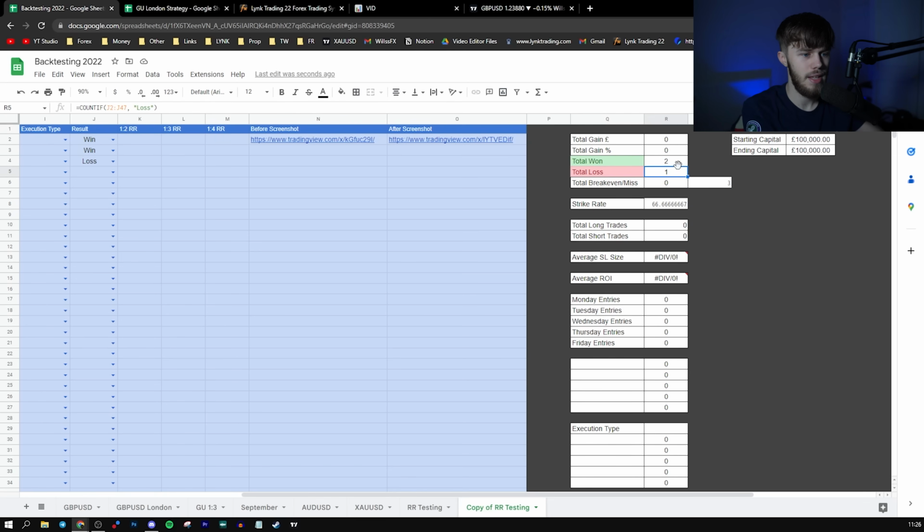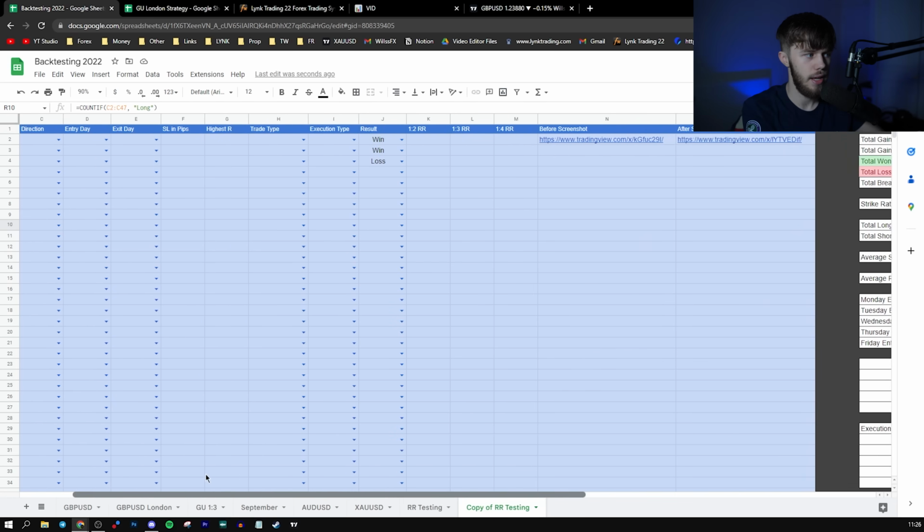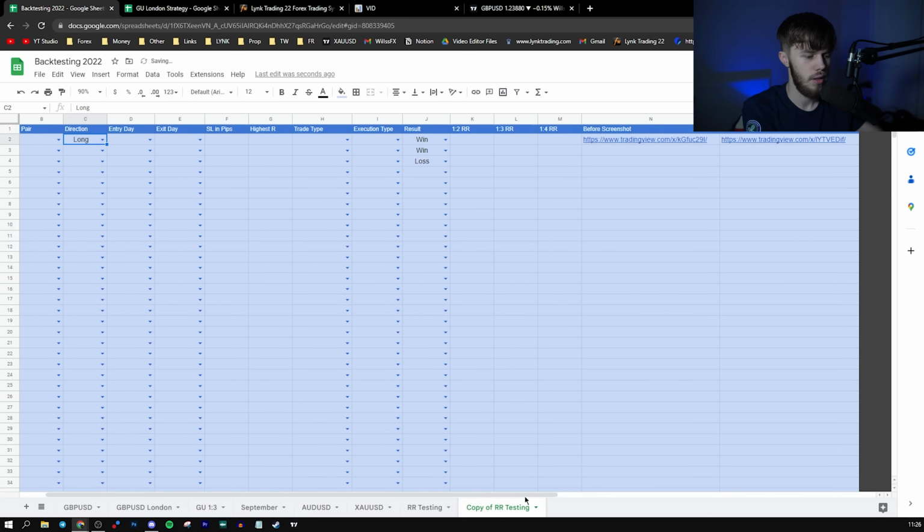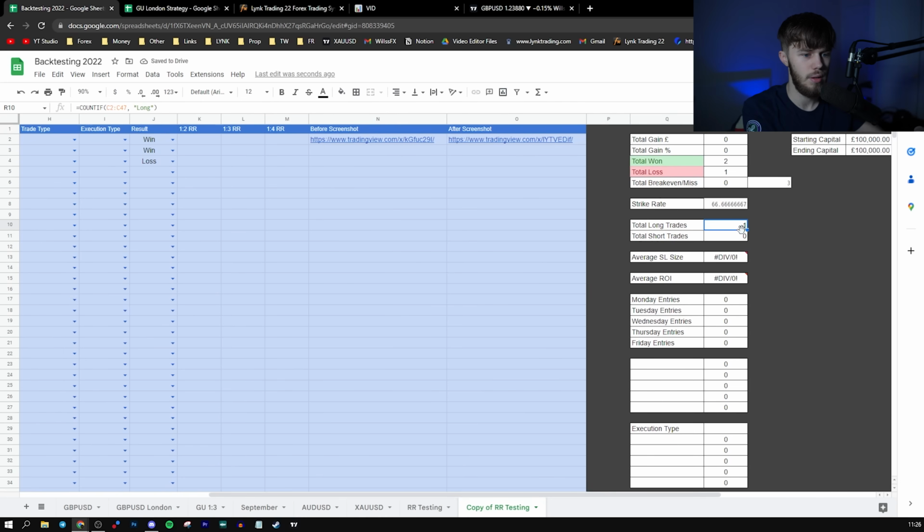I made this by simply just using the countif. So it adds a 1 in here if there is one loss in this column, and it adds a win here if there is one win in this column. Simple as that. So then we have total long and total short trades. So if we put a long in, if we go across here, you can see that it's added one in the long, just using the same countif.